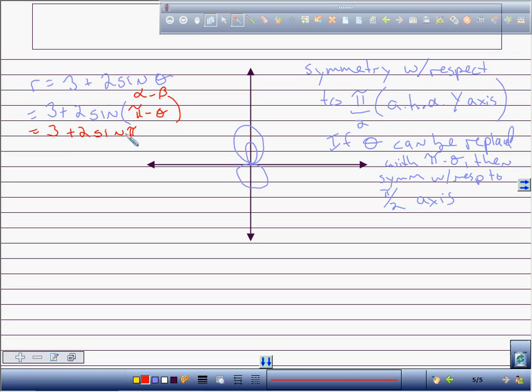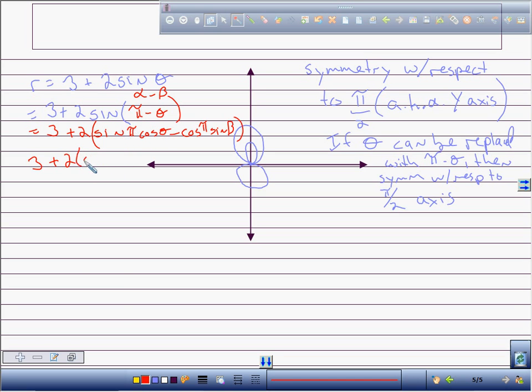It's like this. Sine A cosine B minus cosine A sine B. Okay? And if I simplify this, I get 3 plus 2. Sine of pi is what? What's sine of pi? 0. 0, right? So this term goes away.